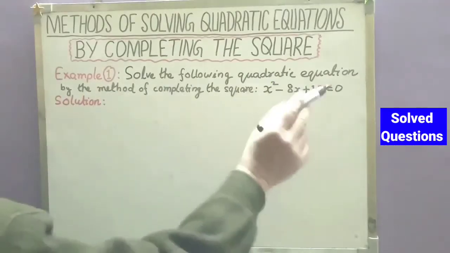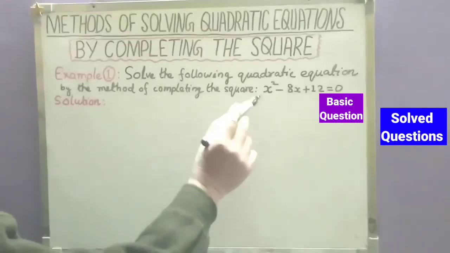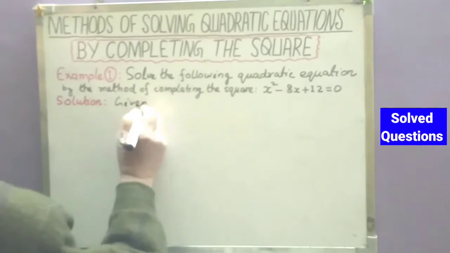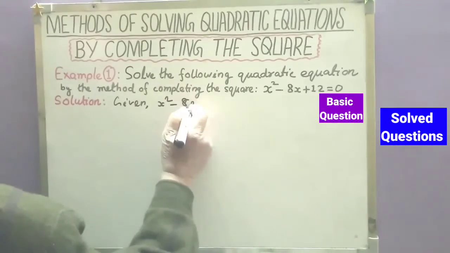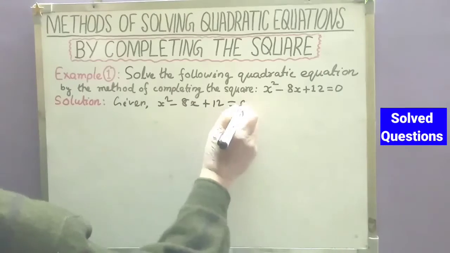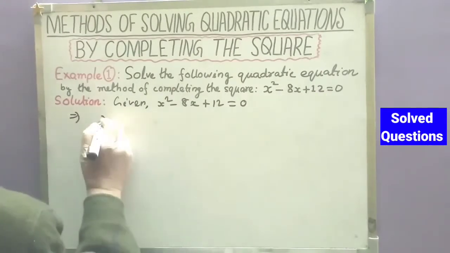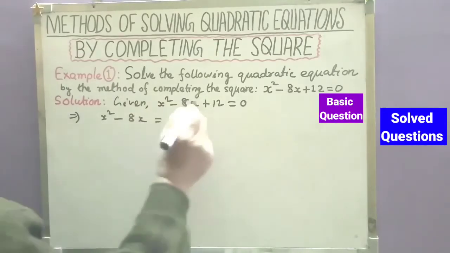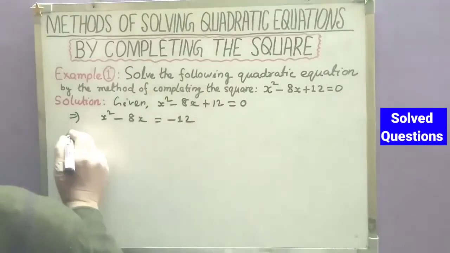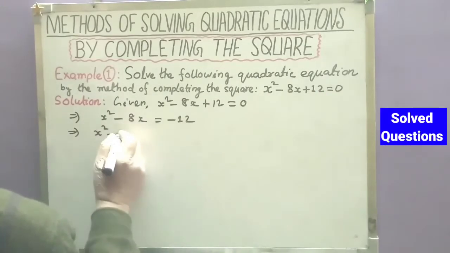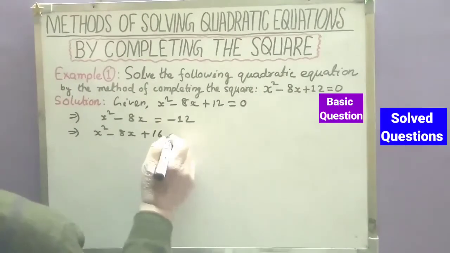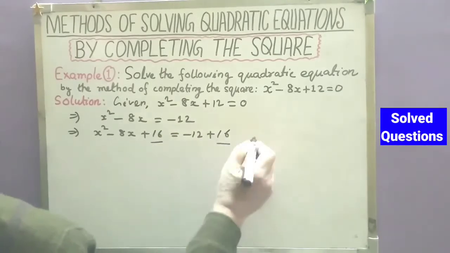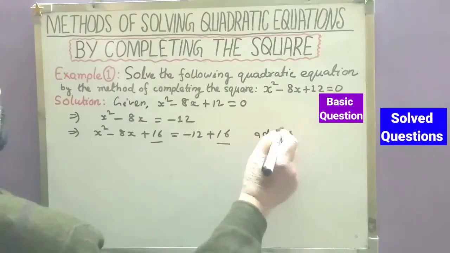Example 1. Solve the following quadratic equation by the method of completing the square. x square minus 8x plus 12 equal to 0. Now, let's solve this question. Given x square minus 8x plus 12 equal to 0, that implies x square minus 8x equal to minus 12. That implies x square minus 8x plus 16 equal to minus 12 plus 16. Just we have added 16 on both sides.